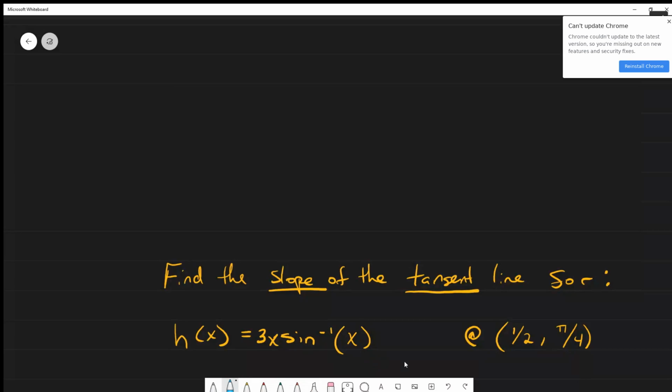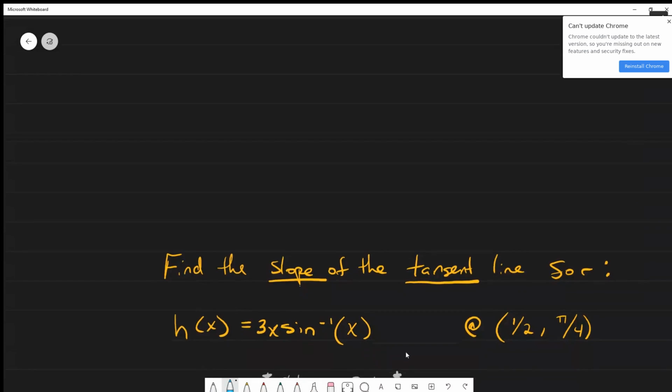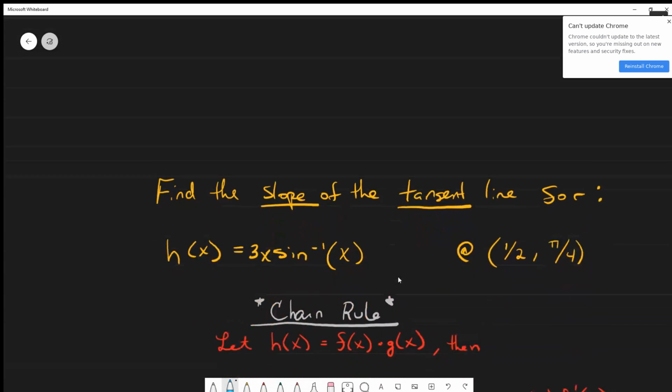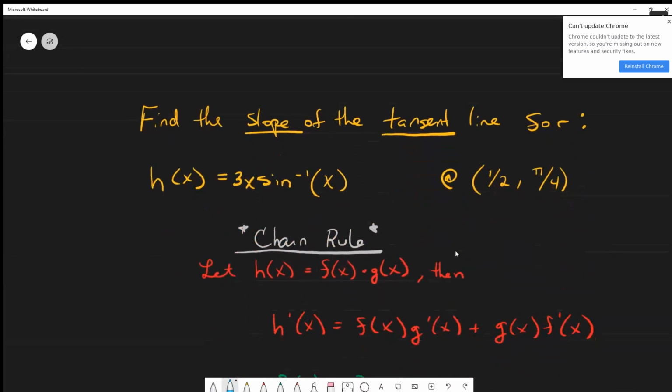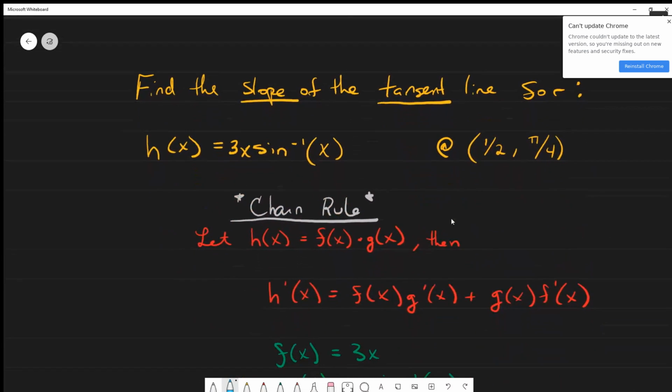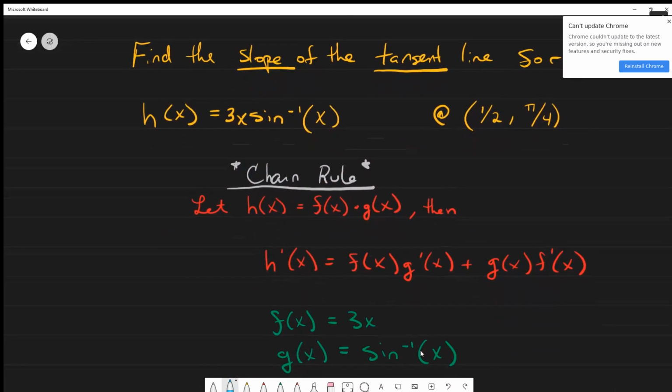Okay, so the first thing we need to do with this problem is we need to use the chain rule. So since we have h of x here, we're going to say h of x is equal to f of x times g of x. This is pretty much standard for the chain rule. We're going to define f of x as 3x and g of x as arc sine of x.